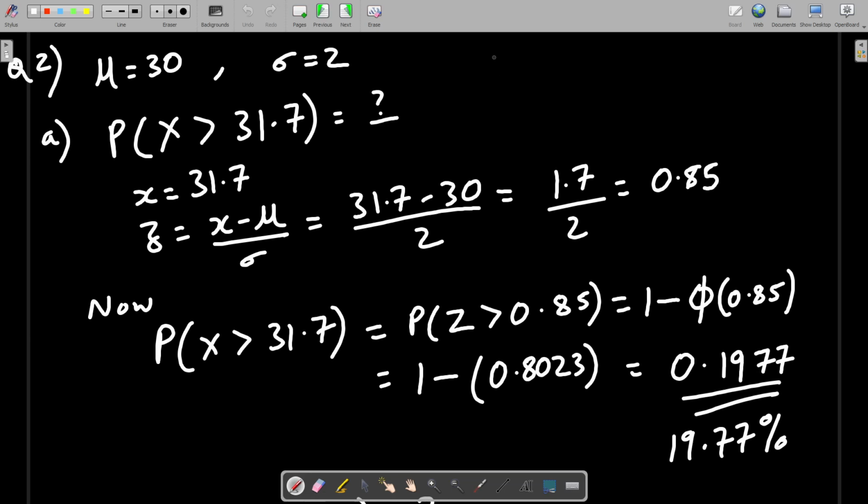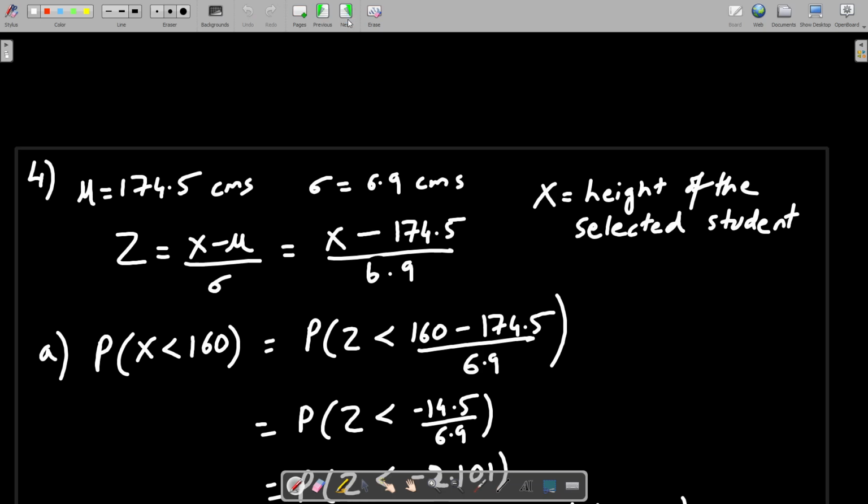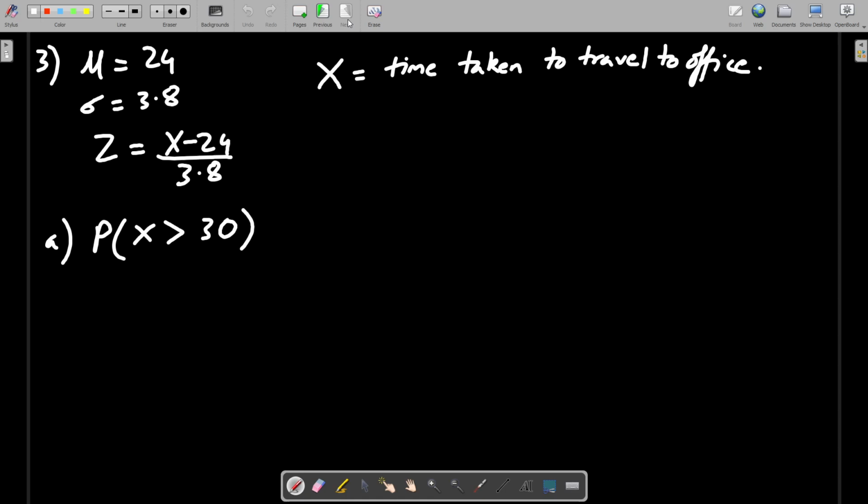Here also I will write down for question number 2, x is length of the bread, length of the loaf. Clear? For second question it is x is length of the loaf. Question number 4 it is height of the selected student. Question number 3 it is time taken to travel to office. Yeah, so probability x is greater than 30.